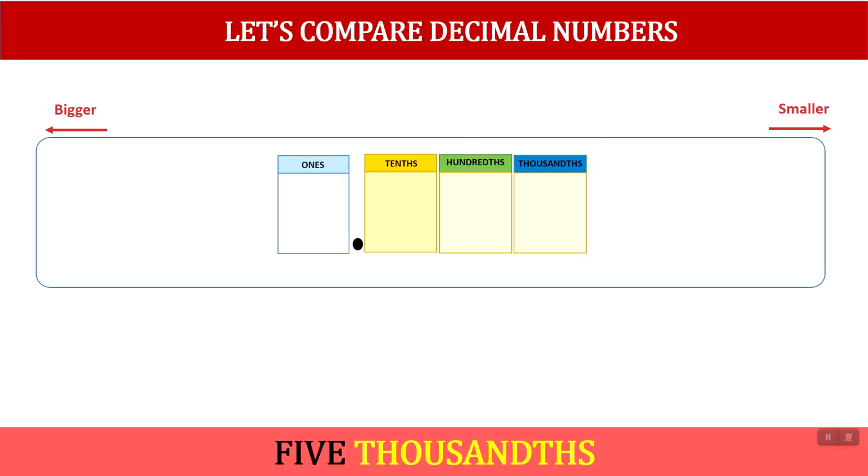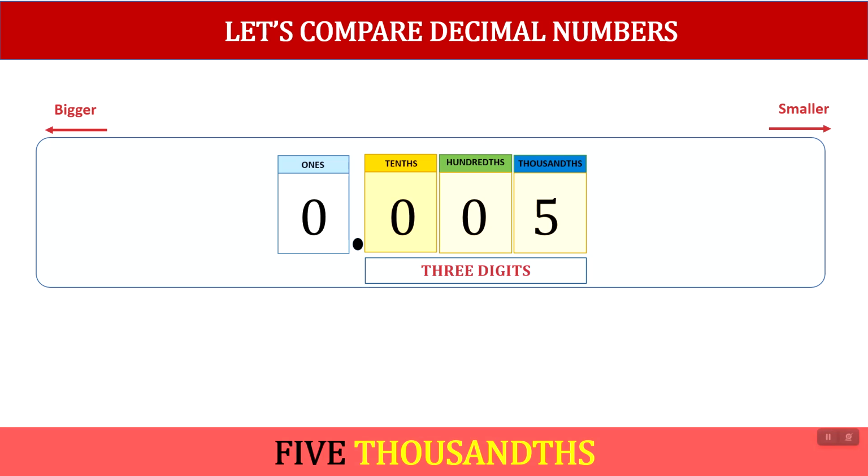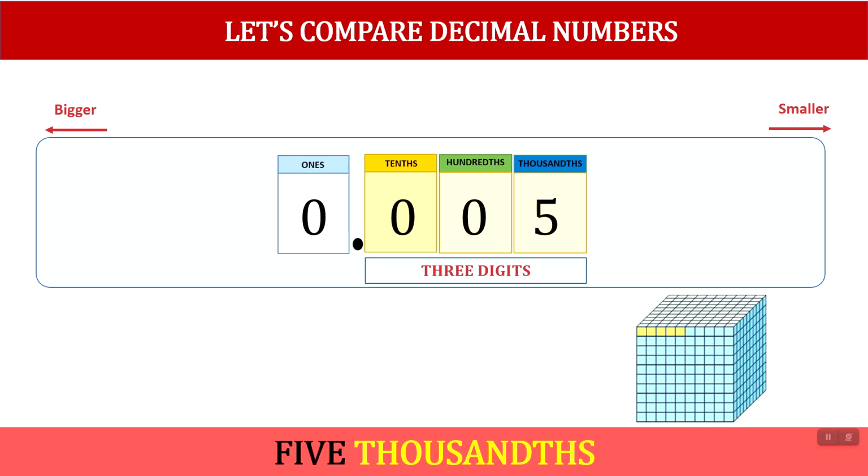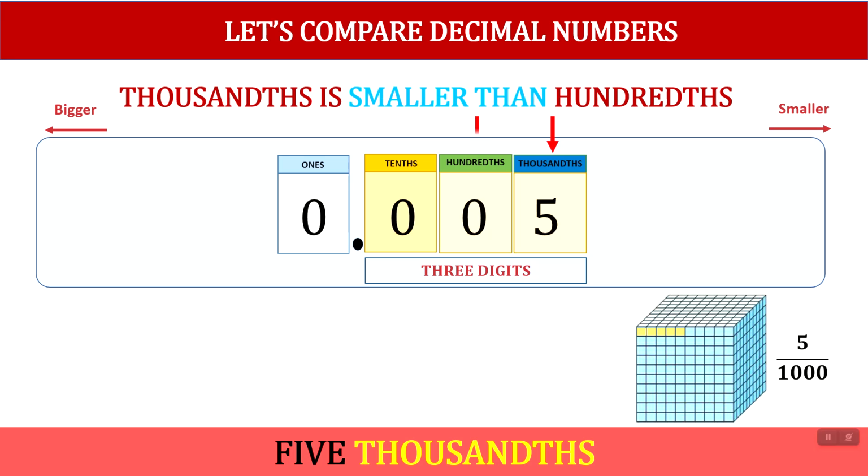Now let's look at 5 thousandths. We place a 5 in the thousandths column, and a 0 in the hundredths, 0 in the tenths, and 0 in the ones. This contains 3 digits after the decimal point. This is represented in this diagram here, 5 out of 1,000 blocks. Thousandths is smaller than hundredths. This is because thousandths is to the right and hundredths to the left.